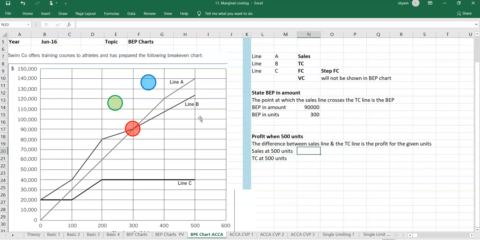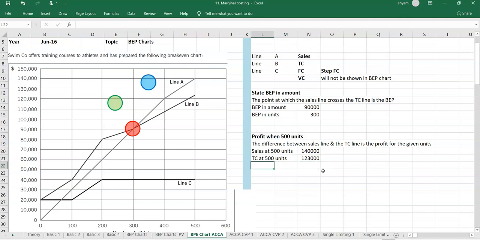See, sales at 500 units, this is 500 units. Okay, so the sales is 1,40,000 and line B, if you see, it is somewhere a little bit higher. So I think here it is 1,20,000, here it is 1,30,000. So in between 20 and 30 it is there. It's not at the middle, so it's not 1,25,000. It should be 1,23,000 or something. Okay, see, this is only a rough thing.